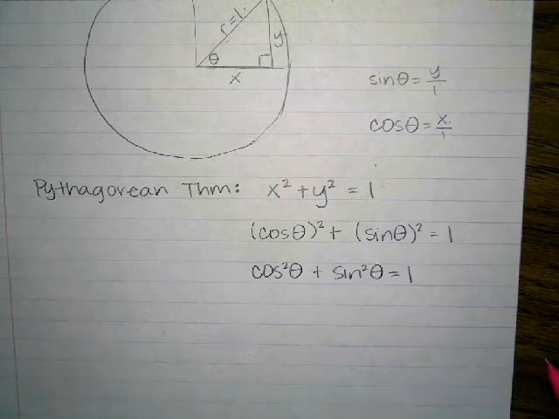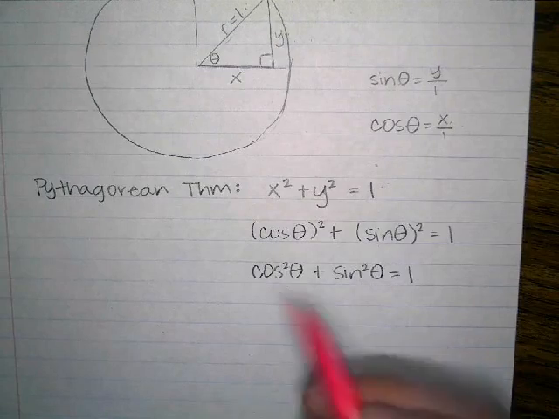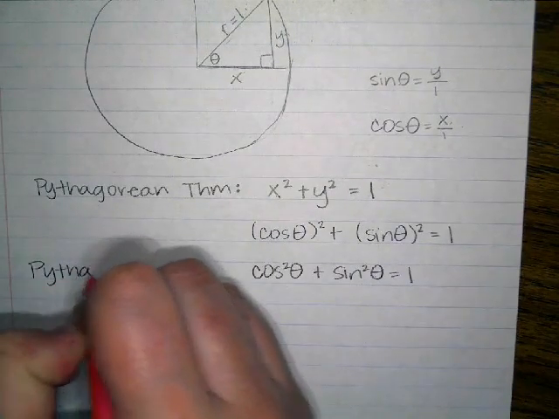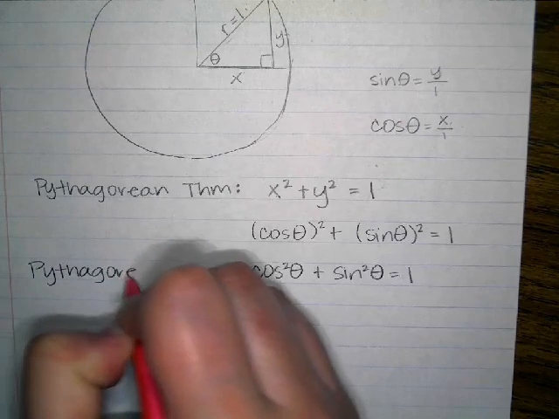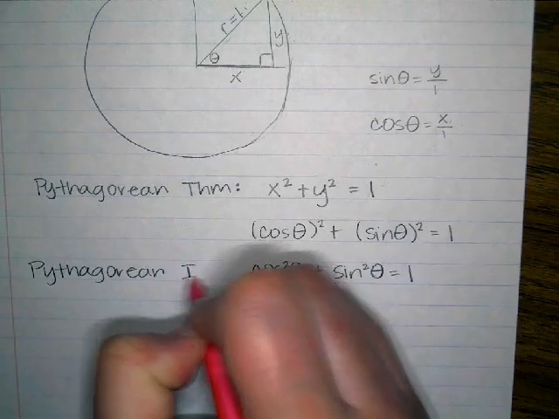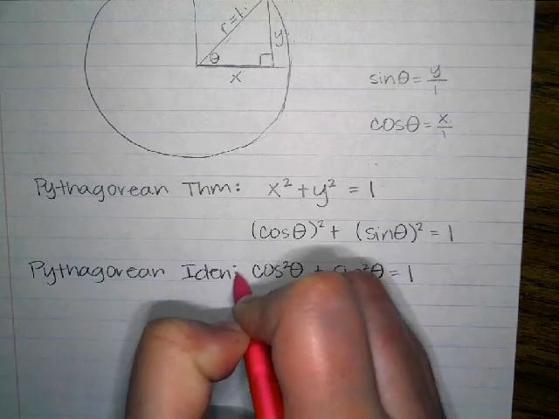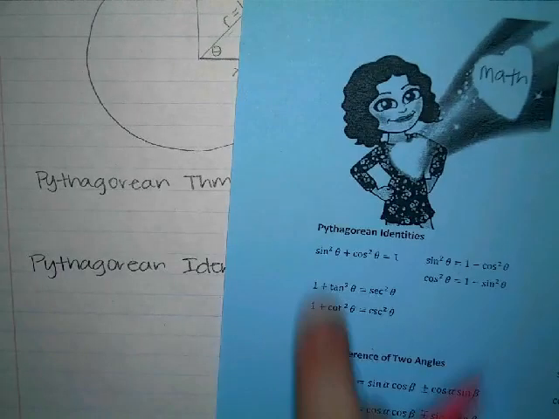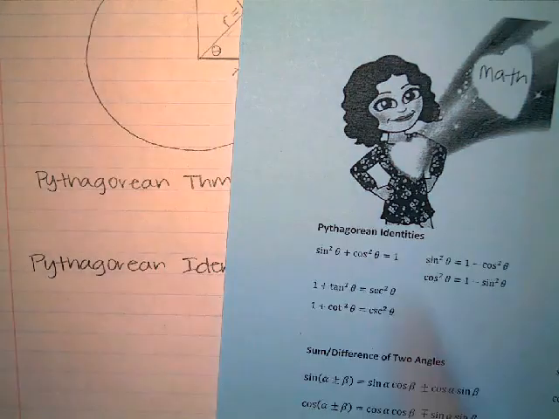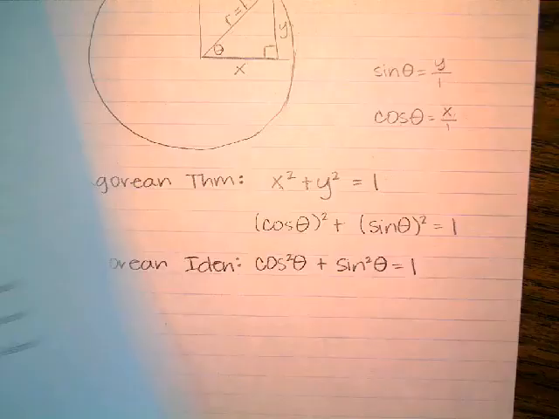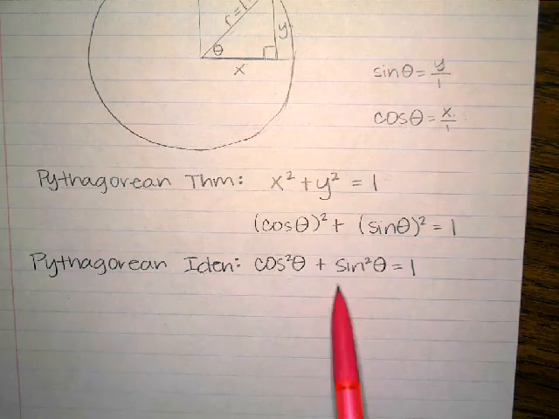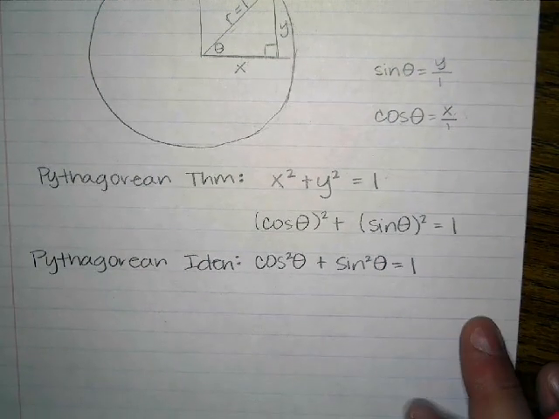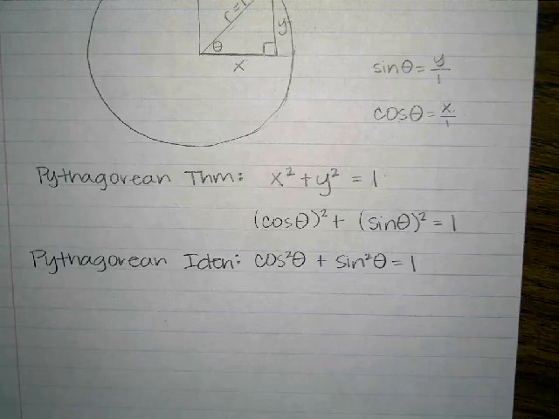Okay, so this they call the Pythagorean identity. And that's on your blue sheet. So sine squared plus cos squared equals 1, or cos squared plus sine squared equals 1. And that identity is really handy. We're going to run into that this unit. Okay, so we know where that came from.